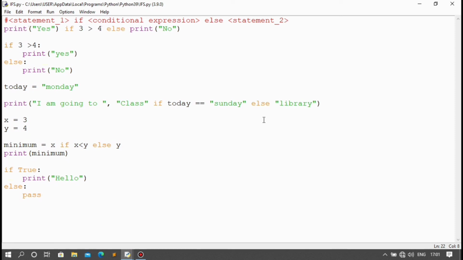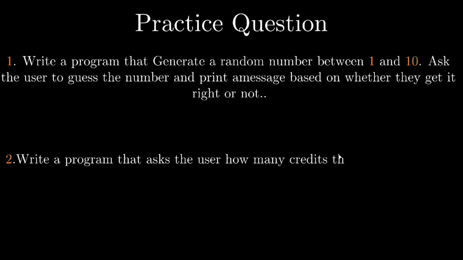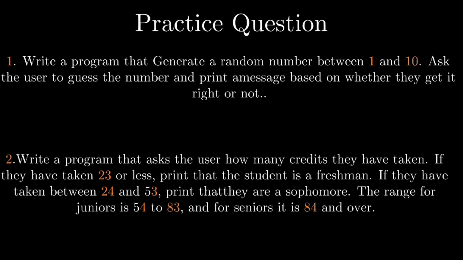Before we conclude, as a practice question, write a program that generates a random number between 1 and 10 and asks the user to guess the number and print a message based on whether they get it or not. So the program is going to generate a random number. We talked about the random module in the last tutorial. I'm going to leave a link to that in the description below. So if the random number generated is equals to the value the user guessed, then you should print a message if they get it, and if they don't, print another message that they don't get it.